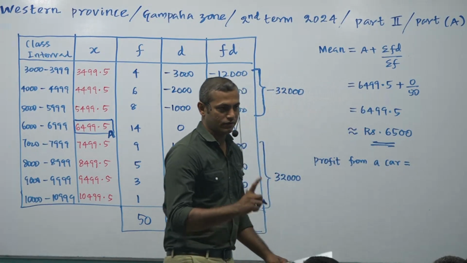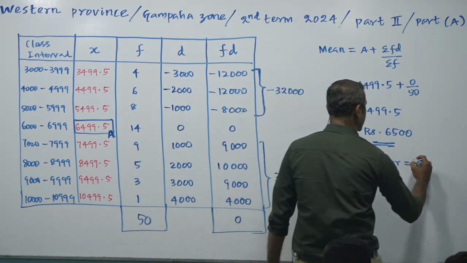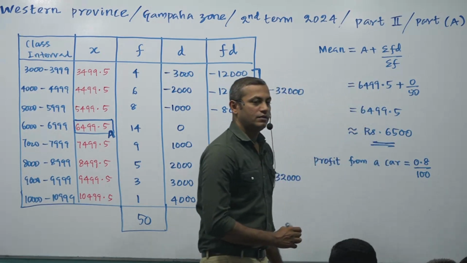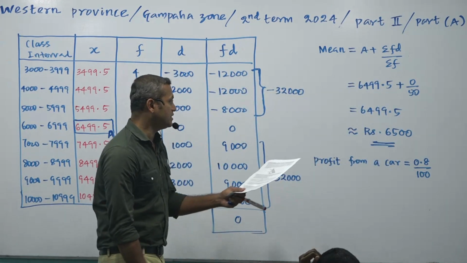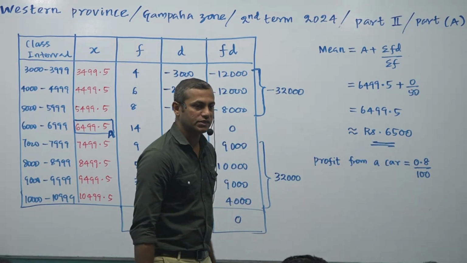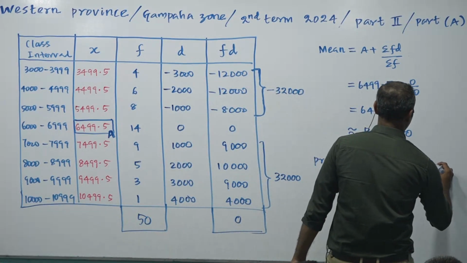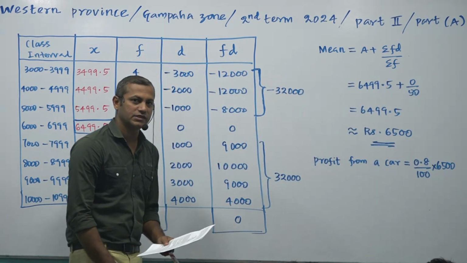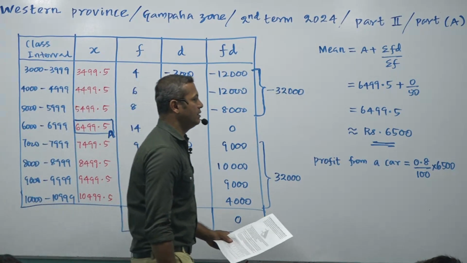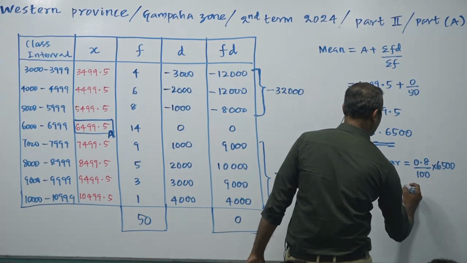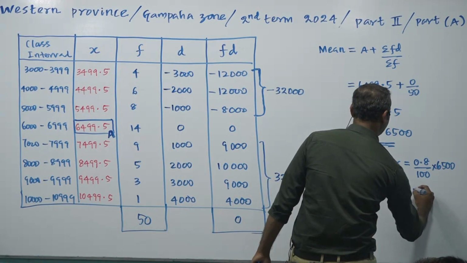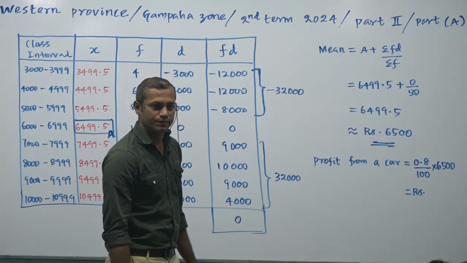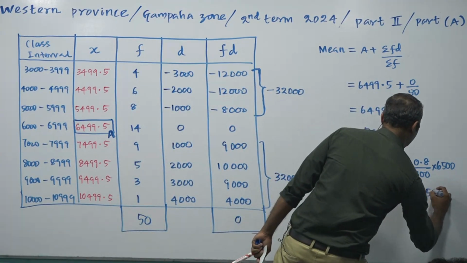Then profit from a car, from one car, it is 0.8% of this amount, 6,500. 0.8% of 6,500. Then you can cancel these two zeros. You will get how much? Rupees 52. Rupees 52 is the profit obtained from one car.